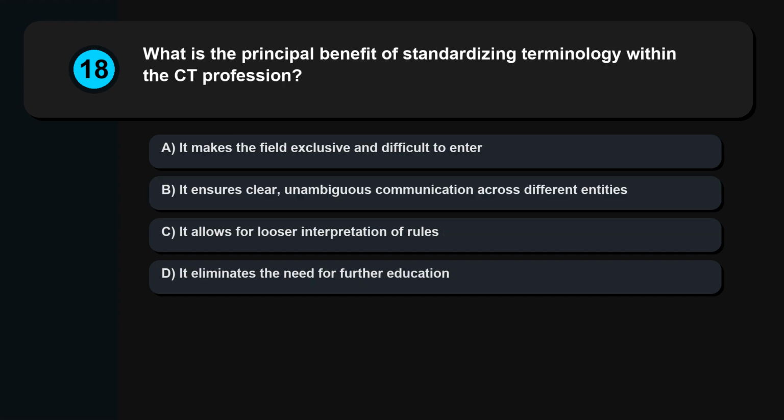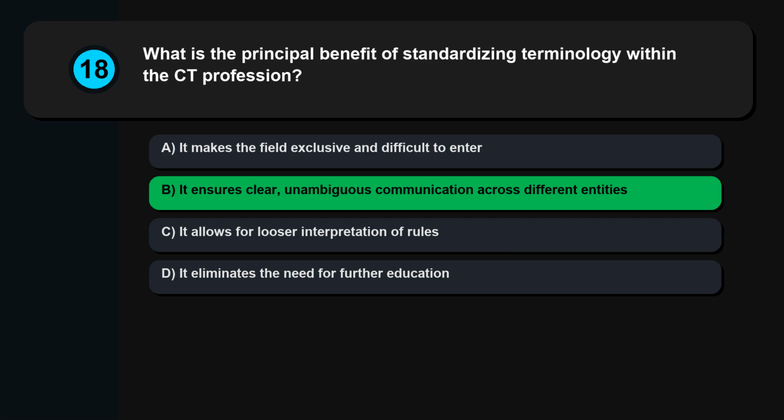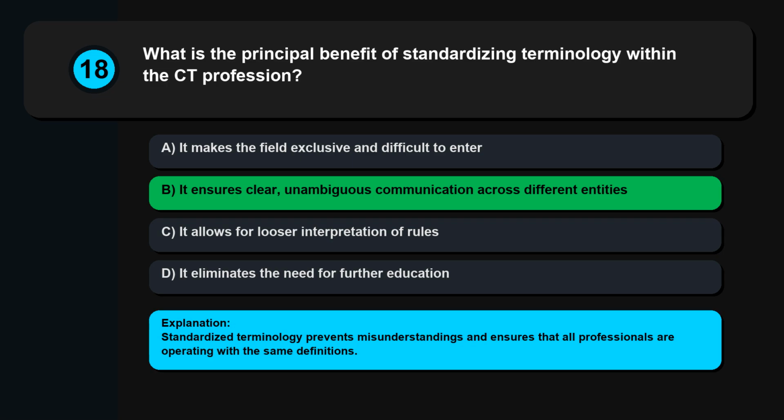Question 18. What is the principal benefit of standardizing terminology within the CT profession? It makes the field exclusive and difficult to enter. It ensures clear, unambiguous communication across different entities. It allows for looser interpretation of rules. It eliminates the need for further education. Standardized terminology prevents misunderstandings and ensures that all professionals are operating with the same definitions.